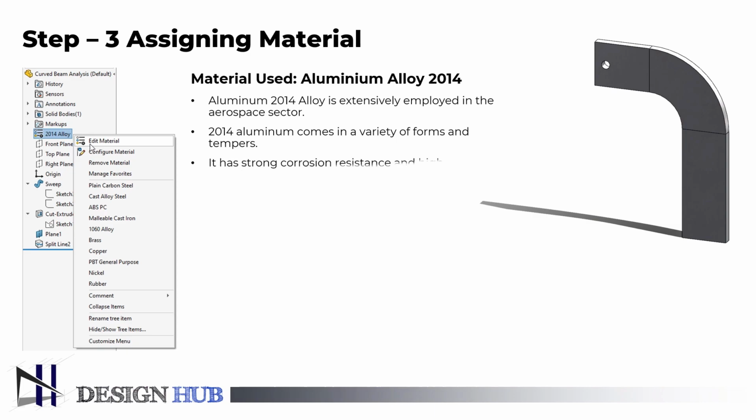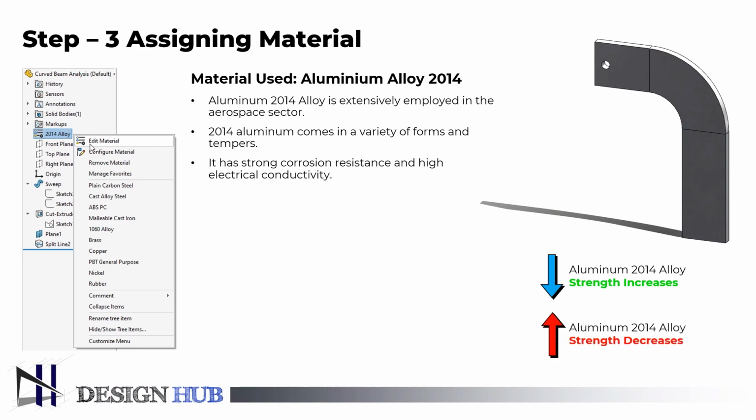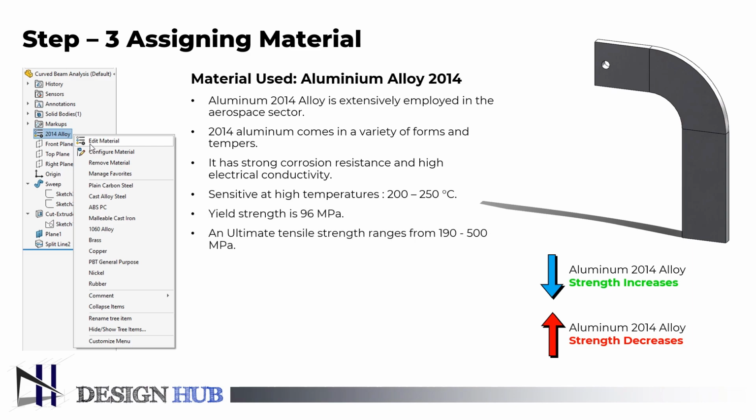Aluminum alloys have strong corrosion resistance characteristics and high electrical conductivity. When these alloys are subjected to low temperatures, their strength increases, and when they are exposed to high temperatures, their strength decreases. Alloys made of aluminium perform well at low temperatures but are fragile at temperatures above 200 to 250 degrees Celsius. The yield strength is 96 megapascals. An ultimate tensile strength ranges from 190 to 500 megapascals. The Brinell hardness is 135. Truck frames and aircraft structures are made using aluminum 2014 alloy.